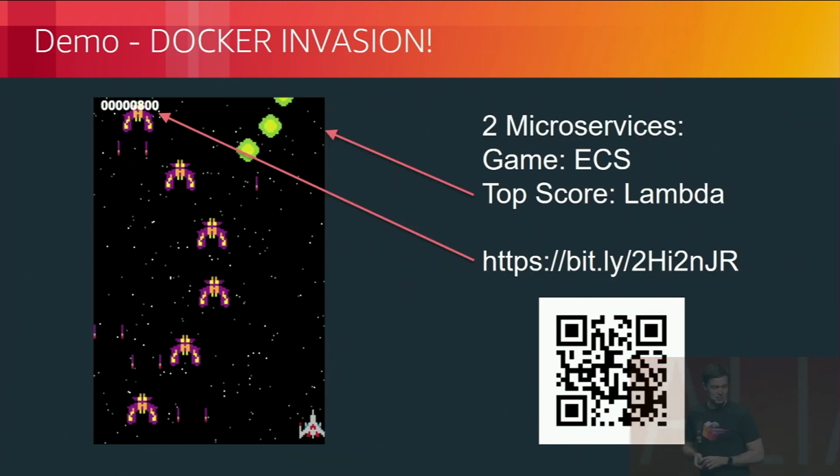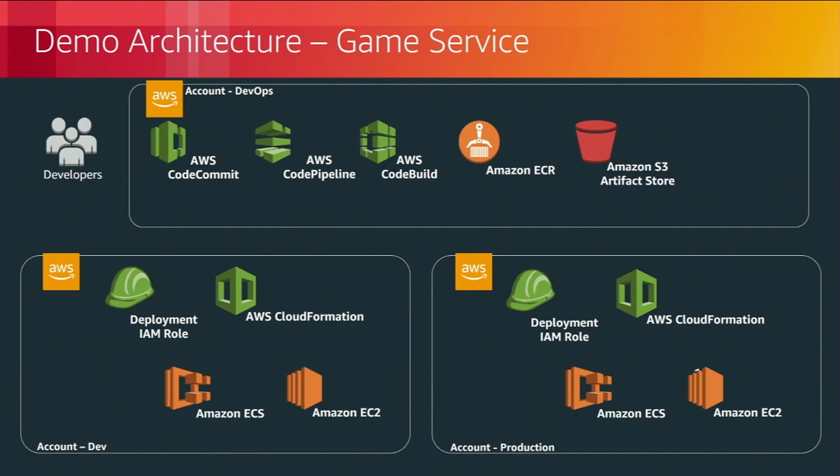So the little demo that I wanted to run you through is called Docker Invasion. There's a QR code there. You can go and hit that right now if you like, and you can have a quick go. Now, it uses two microservices. We've got ECS and we've got Lambda. The game itself is running in a Docker container, and the TopScore service is running in Lambda. So I was just going to run you through what the flow looks like for those two different scenarios quickly.